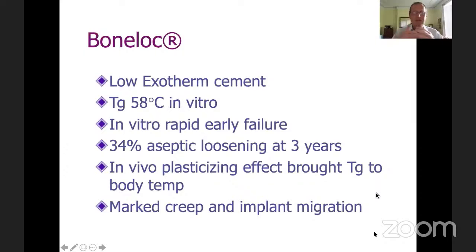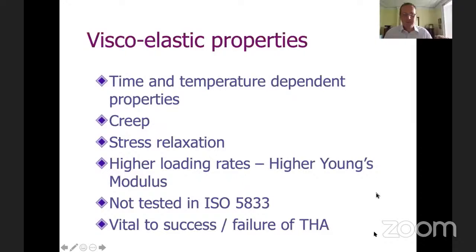But unfortunately, it had incredibly high viscoelastic properties because it had such a low temperature that its glass transition temperature was 58 in vitro, and therefore it was body temperature in the body, and that meant it crept away. And Bone Lock had dramatic 40% failure rates at 2 years and had to be removed. So the viscoelastic properties, as I said, are key. They are what allows the right type of femoral stem design to be successful. And we'll go on to that in the next section.